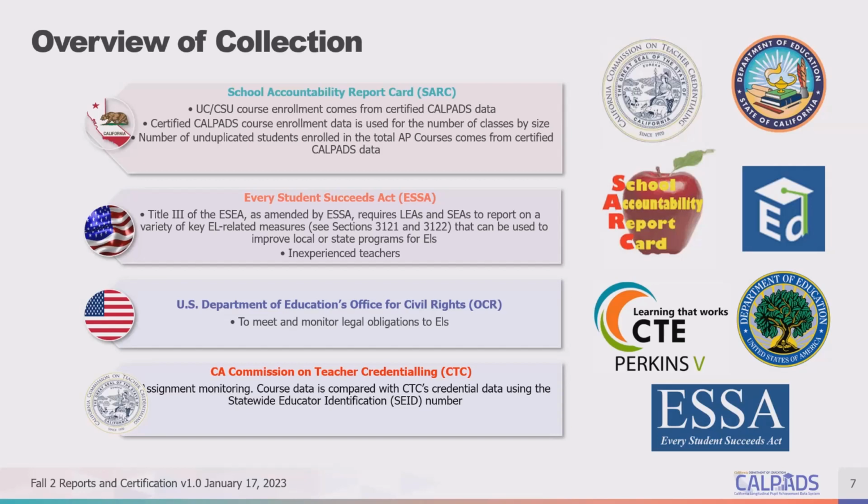You have Title III requirements, and we identify inexperienced teachers. The U.S. Department of Education Office of Civil Rights ensures that we meet our obligation of monitoring ELs through reported data from Fall 2. And then, of course, CalSAS, administered by the CTC, is making sure that we have the appropriately authorized teachers. They are credentialed. So, those are the main drivers of Fall 2.